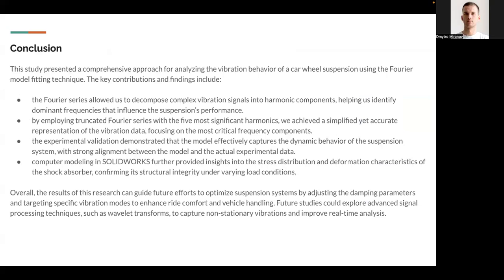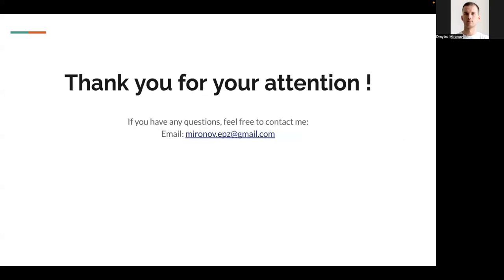In conclusion, our Fourier-based approach allowed us to thoroughly analyze the vibration behavior of the suspension system. We identified the dominant frequencies that influence ride comfort and validated the accuracy of the model using experimental data. The findings of the study can guide further optimization of suspension parameters to improve vehicle performance.